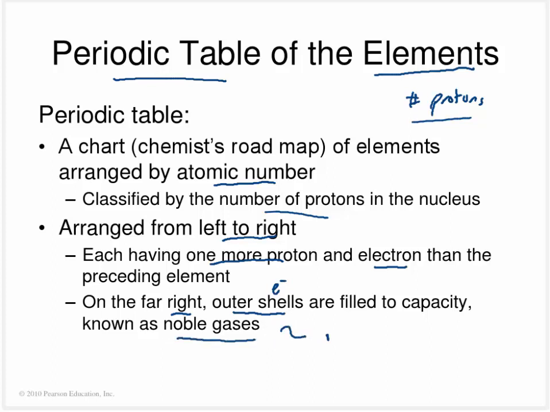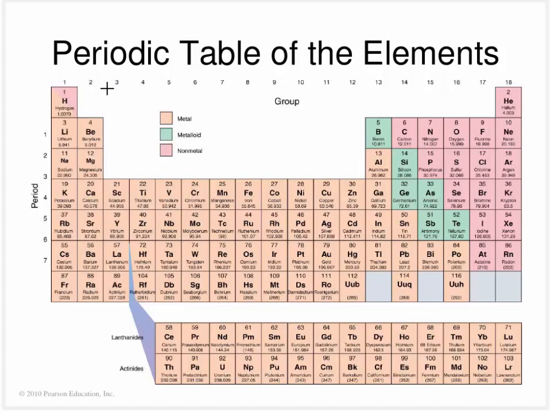And what this means is these guys generally don't like to play with other elements, because elements join together by sharing electrons, and these guys are kind of greedy. Their outer shells are full, fat, and happy. So just a quick little preview of the periodic table.